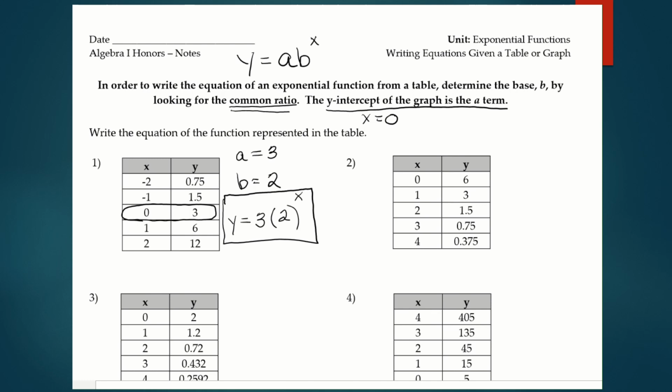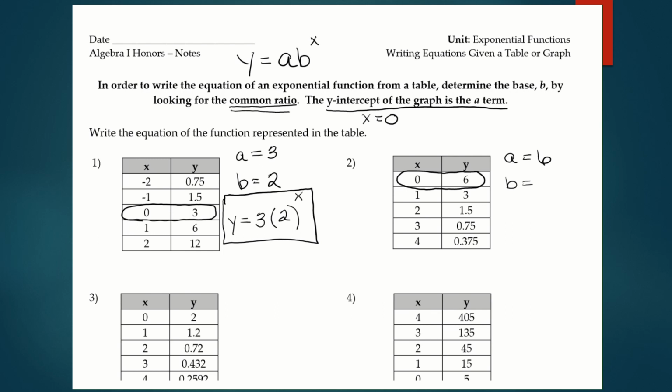Looking at table 2, once again, I need to identify a and I need to identify b before I'm allowed to write the equation. So looking at my table, when x is 0, I see y is 6. Here is my y-intercept, which is also my a value. So a is 6. Now b, I'm looking for that common ratio. So what am I noticing is going on with my y values?